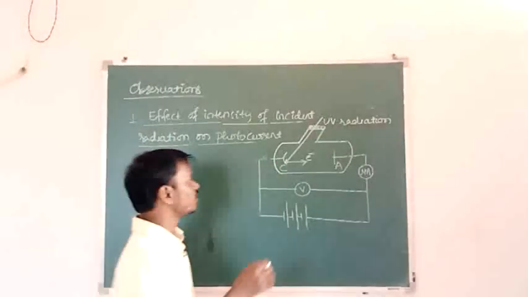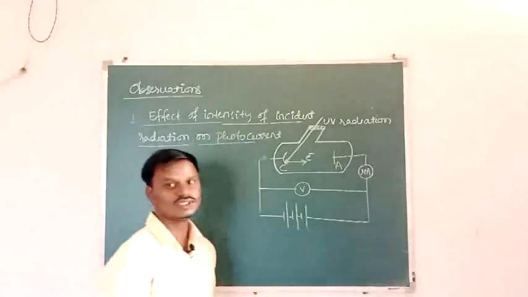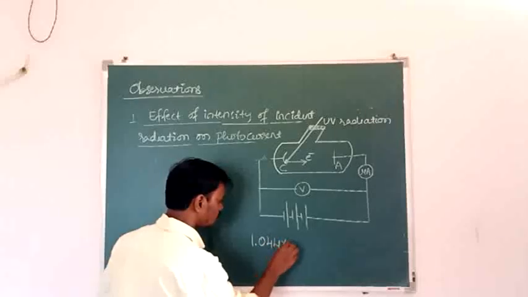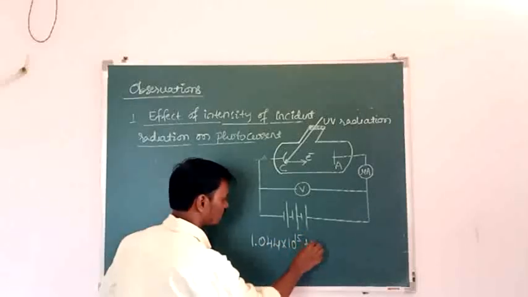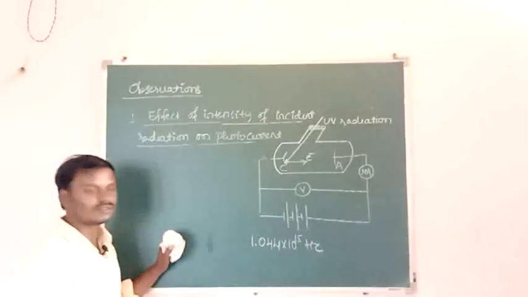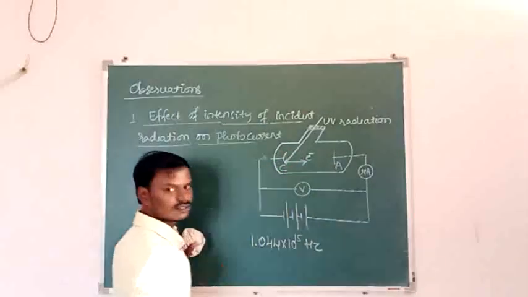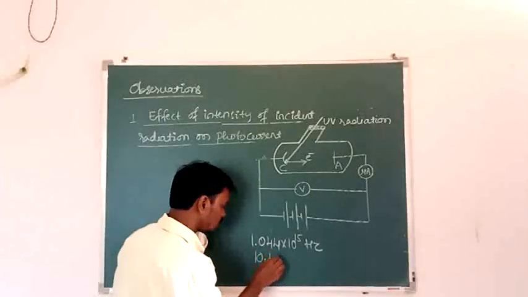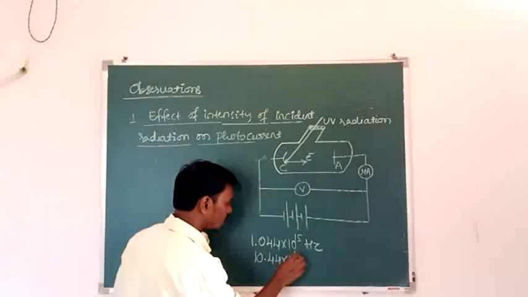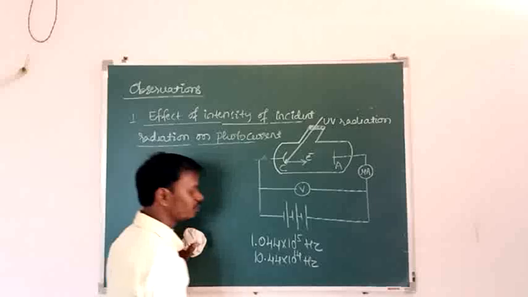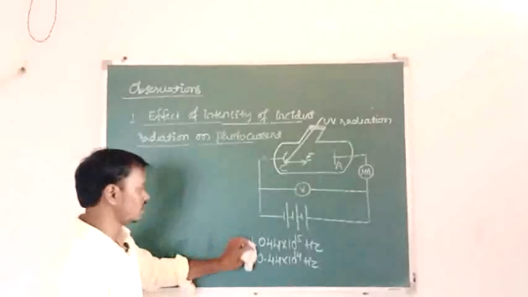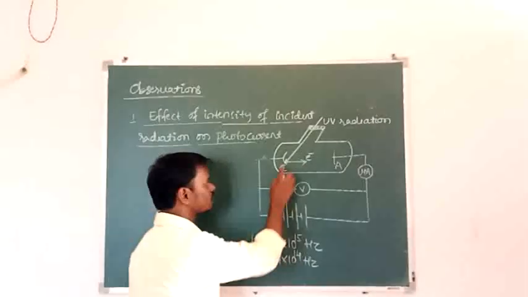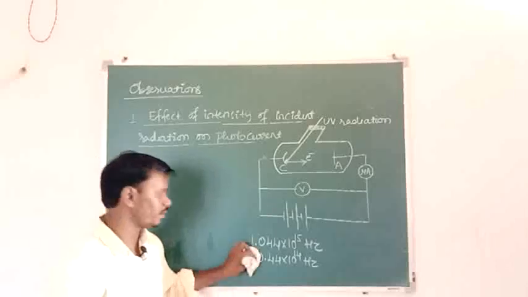Then what is the minimum frequency required to eject an electron from zinc here? That is about 1.044 into 10 to the power of 15 hertz. It is the minimum frequency required to eject an electron from the zinc metal. In terms of 10 to the power of 14, we can write 10.44 into 10 to the power of 14 hertz. Then it is the frequency of which radiation? UV radiation. So here the frequency of incident radiation must be greater than this frequency, then only the ejection of electrons from the zinc plate takes place.